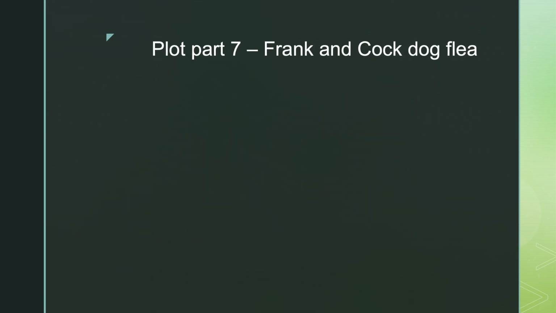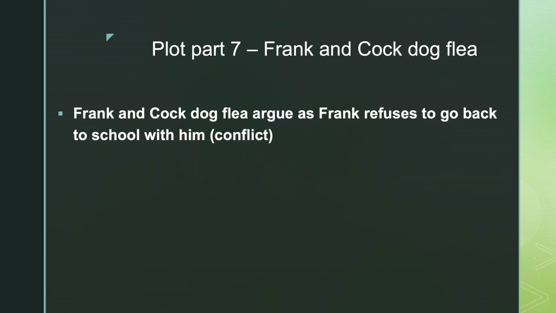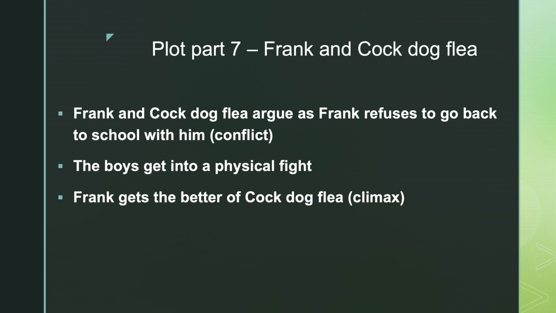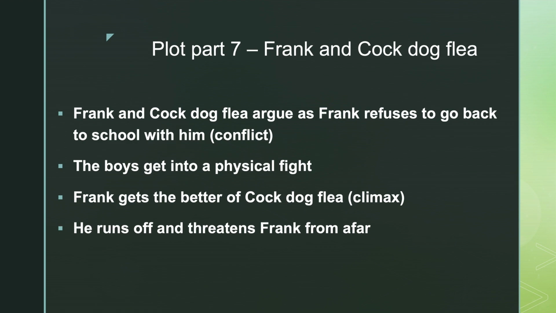Part 7, Frank and Cockdog Flea. Picking up where part 6 left off, Frank and Cockdog Flea are arguing as Frank refuses to go back to school with him. Conflict. The boys get into a physical fight, and Frank eventually gets the better of Cockdog Flea. I think he held him down in some maca bush, and that was where Cockdog Flea basically gave up and said, okay, Frank, you win. That's the climax of that little situation there.